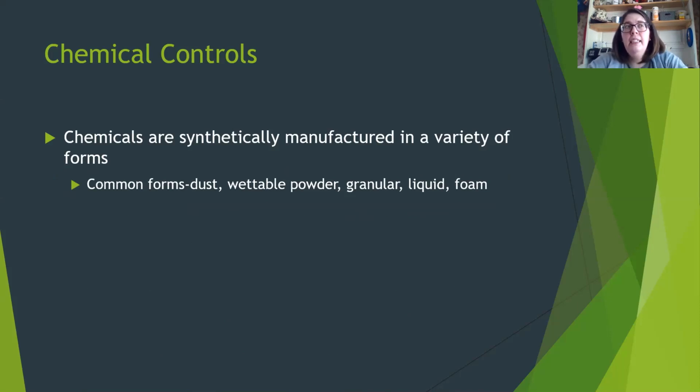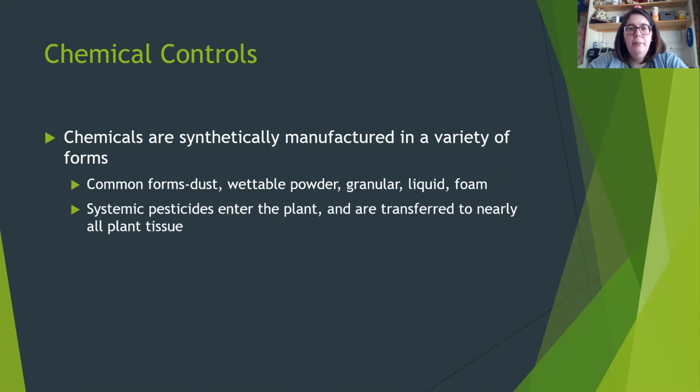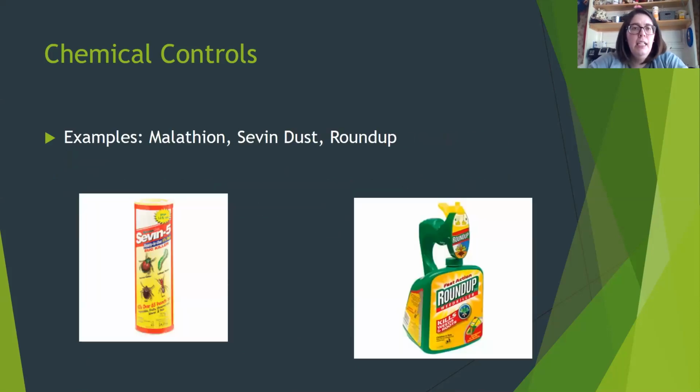I have also seen it in seashell form, which is really odd, but we use that some on the chicken farms where I worked. Systemic pesticides enter the plant and are then transferred to all the plant tissue, so that when the bug eats it, bye-bye bug, no more. They usually kill either by contact or ingesting.